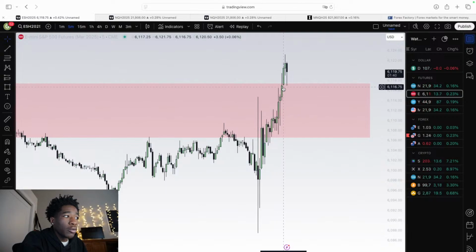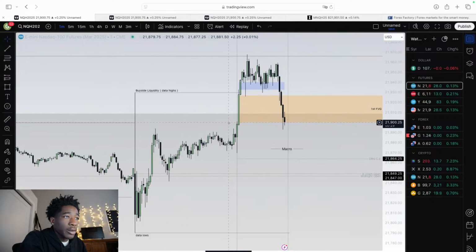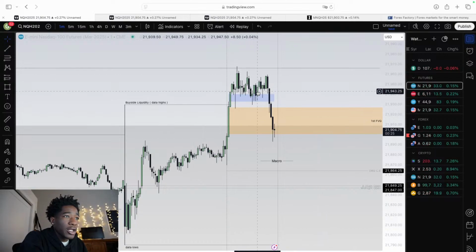That small little volume imbalance on ES we tapped into. We completely rebalanced this whole entire gap here. First presentation, completely regapped that. So after the consolidation, some type of expansion will take place. I just called it real time.